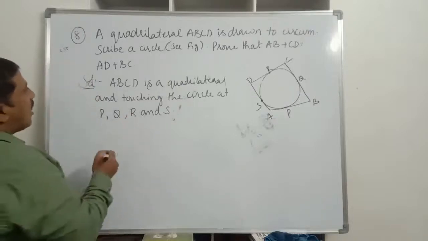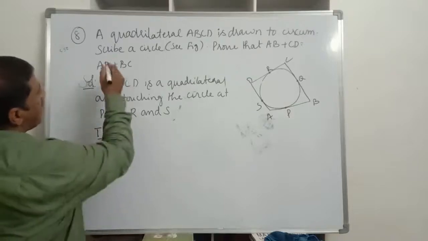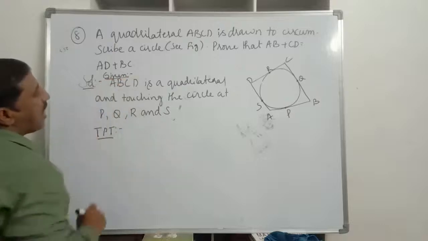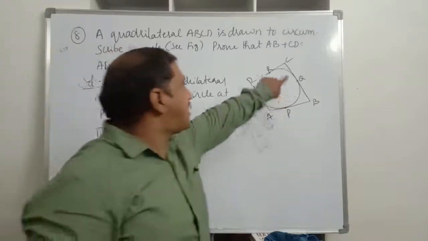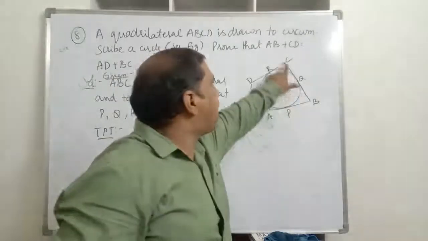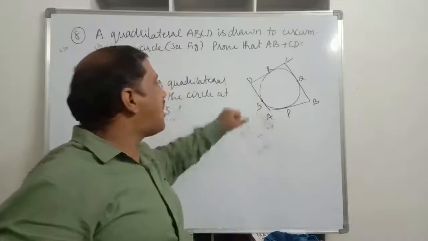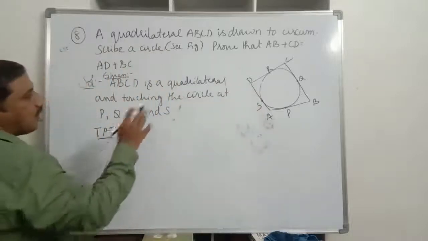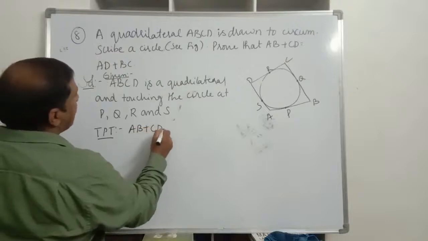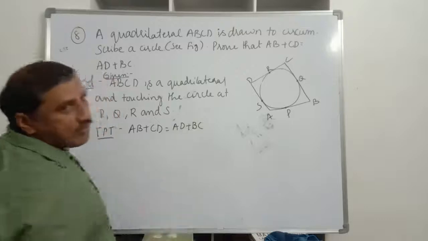Now what we have to prove here? It is given that ABCD is a quadrilateral and that quadrilateral is touching the circle at 4 points. Side AB is touching at P, side BC is at Q, side CD is at R and side AD or DA is at S. So what we have to prove is AB plus CD is equal to AD plus BC. So how do we prove this?